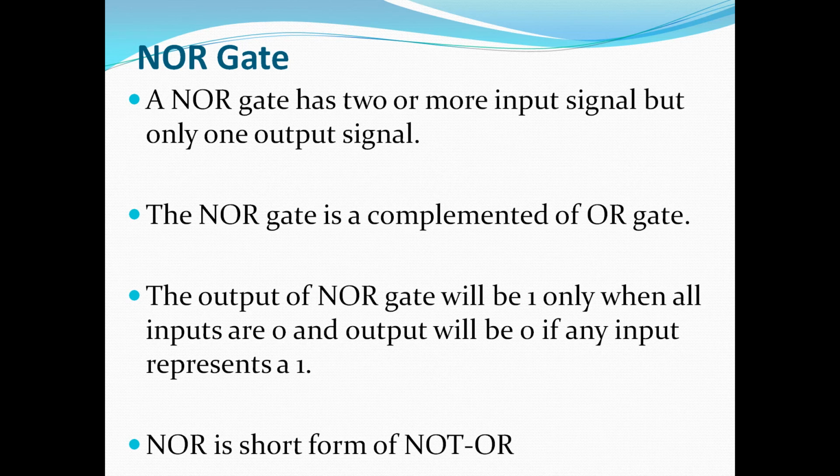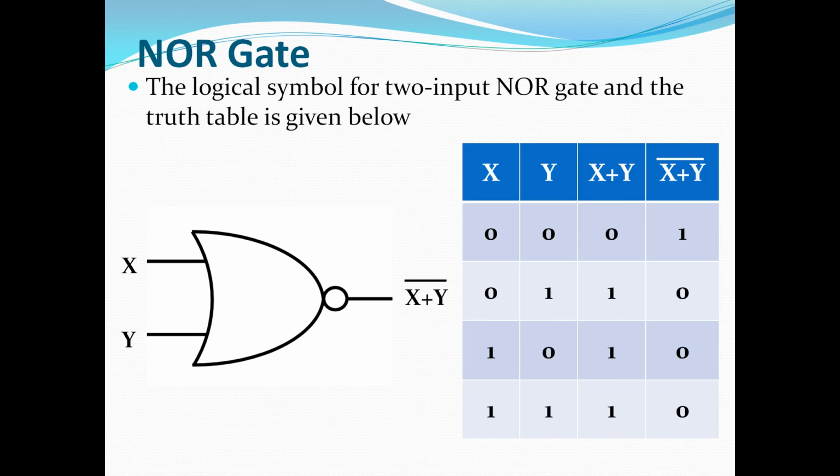NOR is a short form of NOT OR. We are using the NOT and then OR operation together. Here is the logical symbol for the NOR gate. You can see the first part is the OR gate, and you can see one circle, that is the NOT gate at the end. See, x and y are the inputs. If you give x and y as the input, we will get the output (x plus y) whole dash.